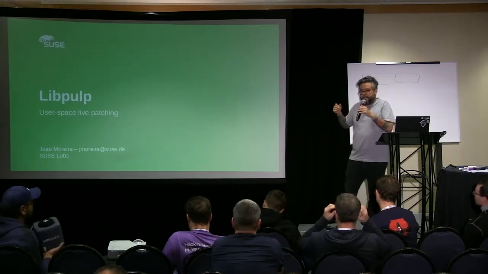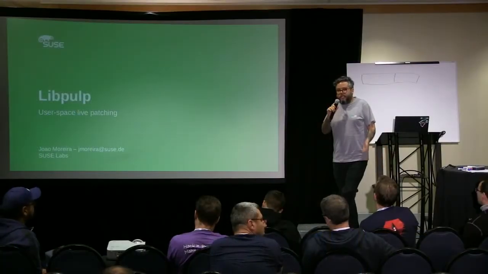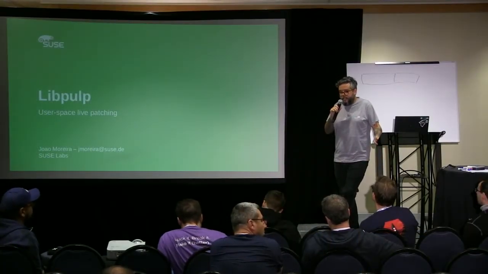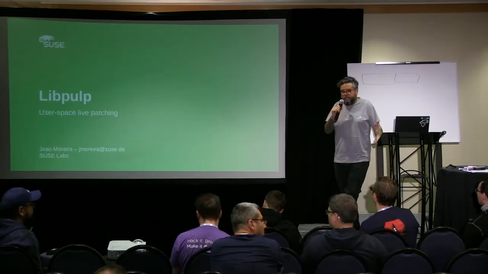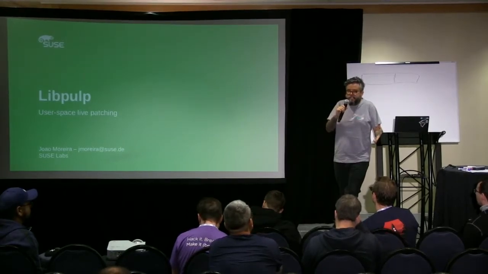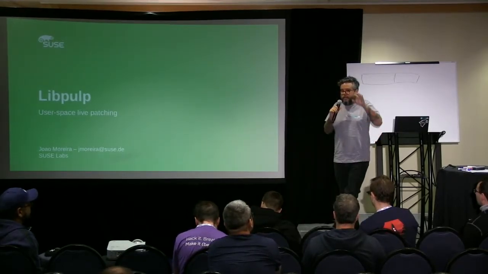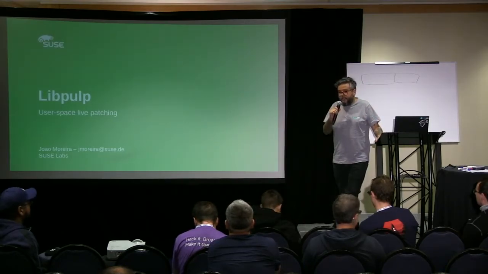My question was more along the lines of coexistence of patches. So if there was already a patch that was applied through some other mechanism, would libpulp keep that patch and nest through it, or would it just throw it away? Okay, so I think it would depend on how the other patch was applied. But as long as the other patch does not mess with the entry point of the function, then it would be fine. The problem is if you change the prologue, like the padding NOPs or something like that, then libpulp will overwrite that at some point, and this might be a problem.